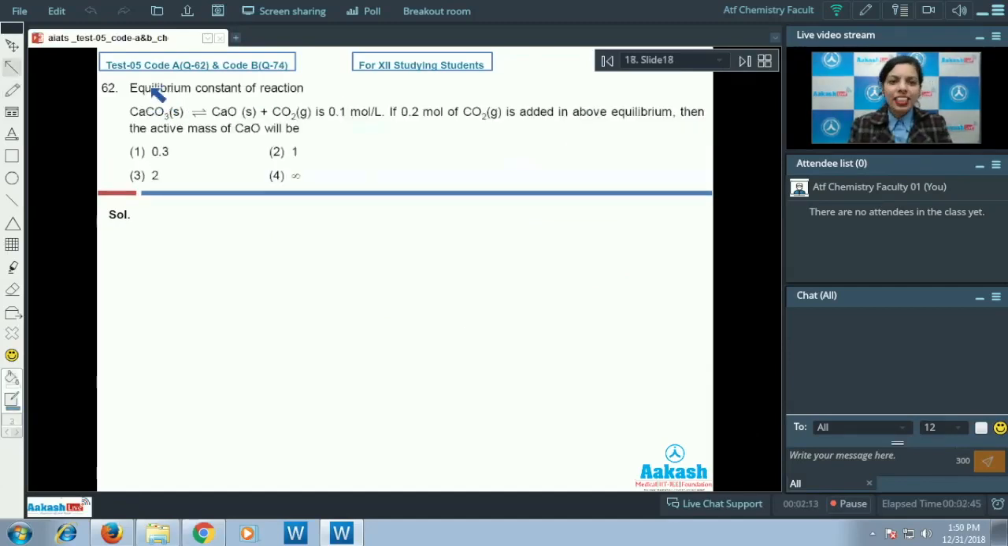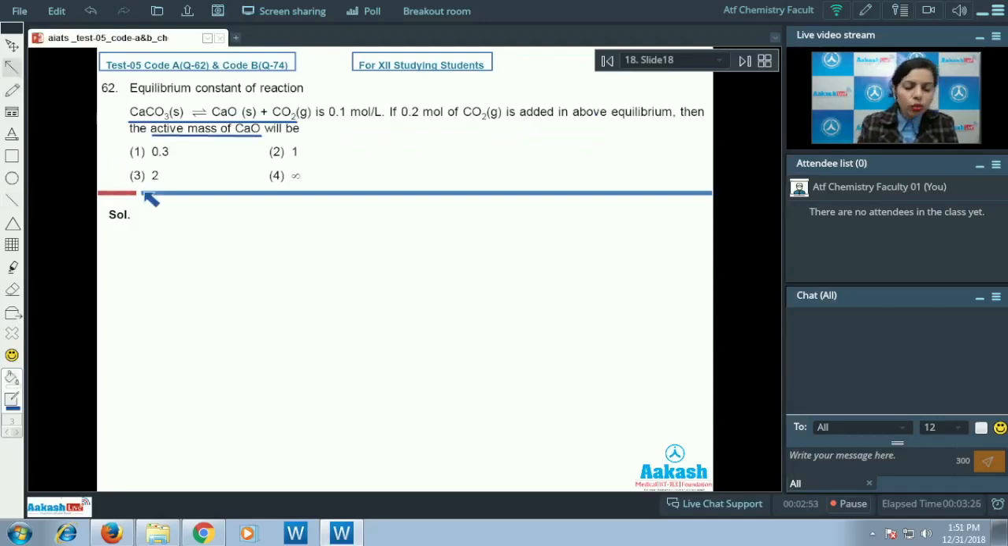Now question number 62. Equilibrium constant of a reaction CaCO3 in solid state is getting changed into CaO in solid state and CO2 in gaseous state is 0.1 mole per liter. If 0.2 mole of CO2 gas is added in above equilibrium, then the active mass of CaO will be. In this particular reaction, the reactant is calcium carbonate and the products are calcium oxide and carbon dioxide, and you are just going to add carbon dioxide above equilibrium, and you just want to find out the active mass of CaO.